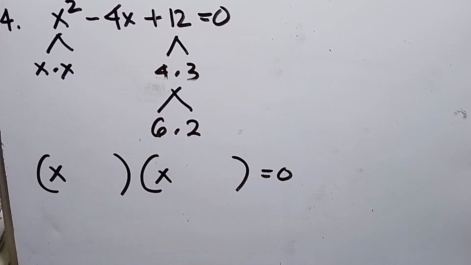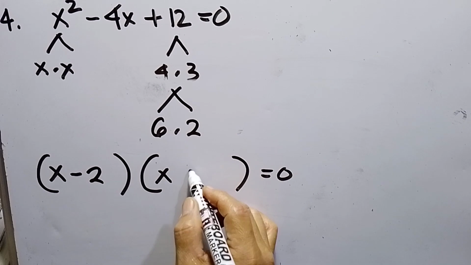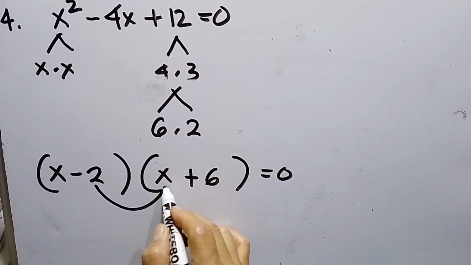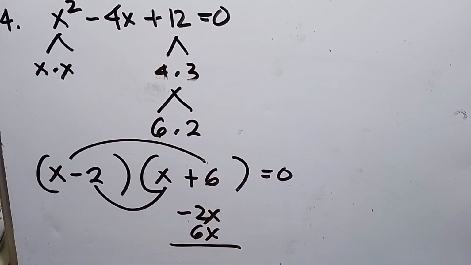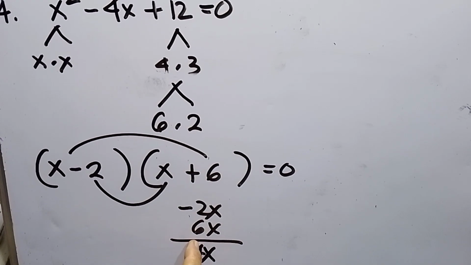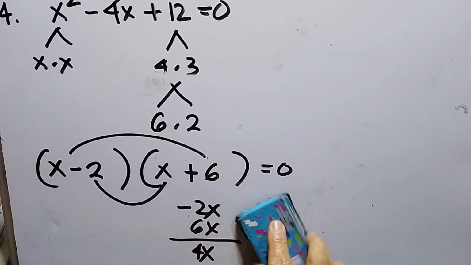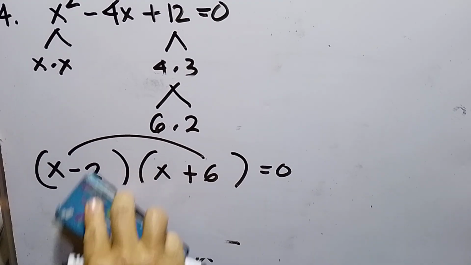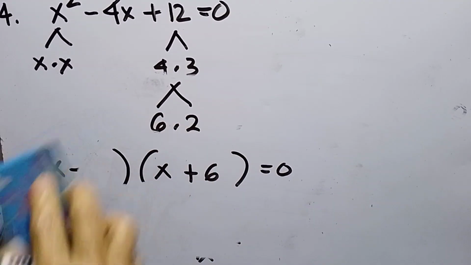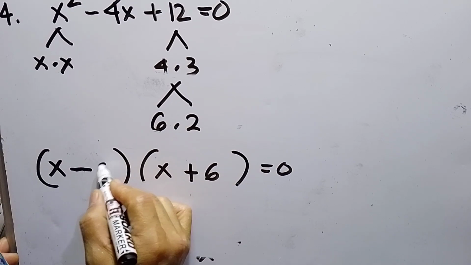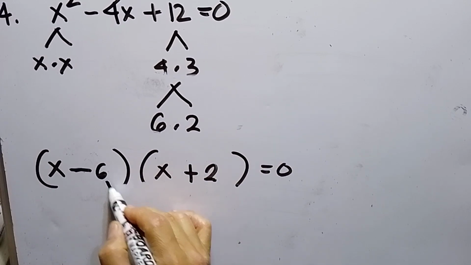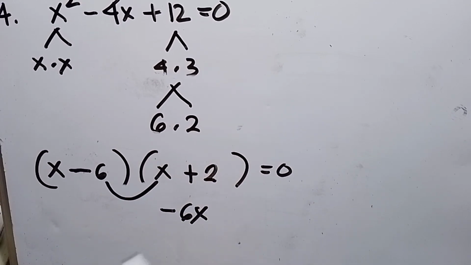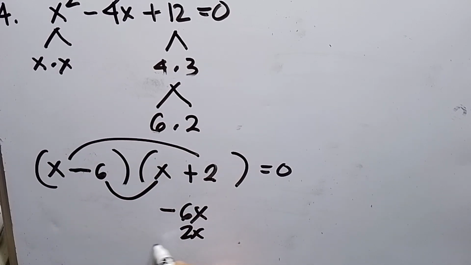So this will be x. Let's say this is 2 and this is plus 6. Check. Negative 2x. Then this one will be 6x. So this will be positive 4x. So this is wrong. So we will change the sign. Instead of 2, I will use negative 6, and then this will be 2. Let us check this one, negative 6x, this one is positive 2x. So this is negative 4x.